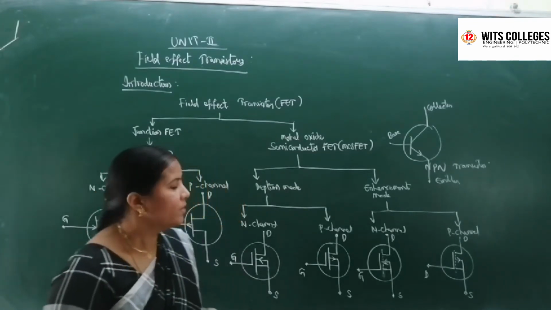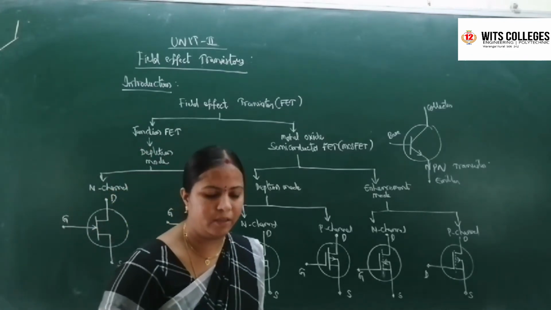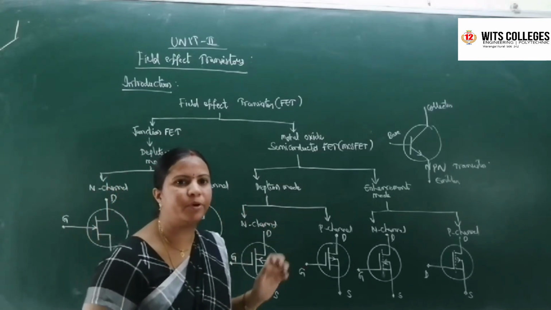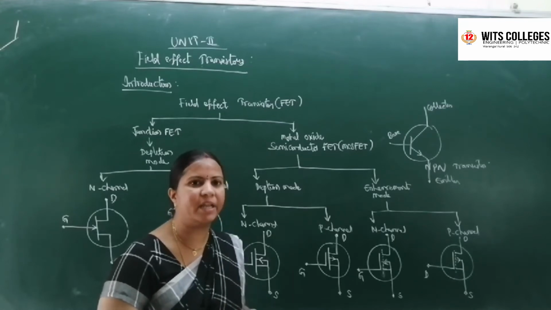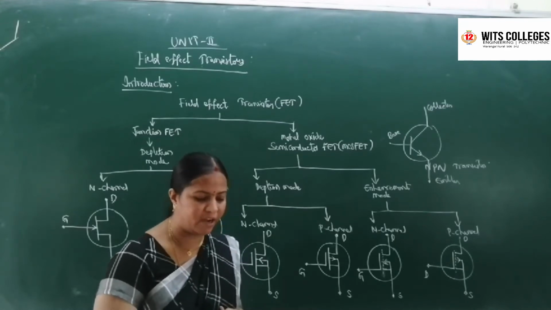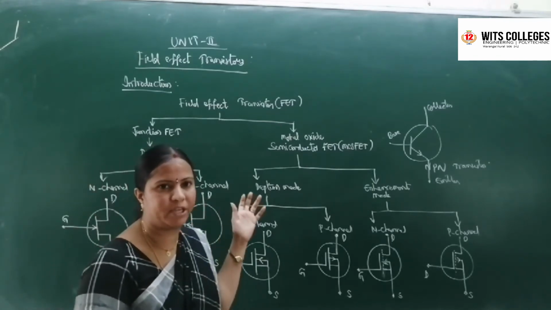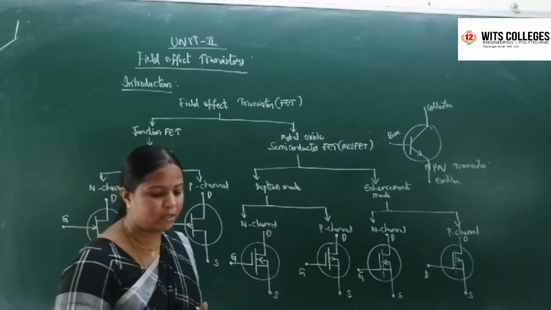If you use the field effect transistor, the switching speed and operation speed are very high. It has high input impedance, it is very cheap, and it is easily fabricated in ICs. It can be used in most electronic applications. Those are the advantages of field effect transistors.